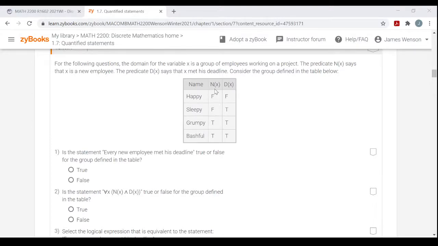N of X is true for grumpy and bashful. They're the new employees. So every new employee is about grumpy and bashful. And did they meet their deadlines? Yes, both have trues in the D of X column. So that is a true statement. Every new employee met the deadline.